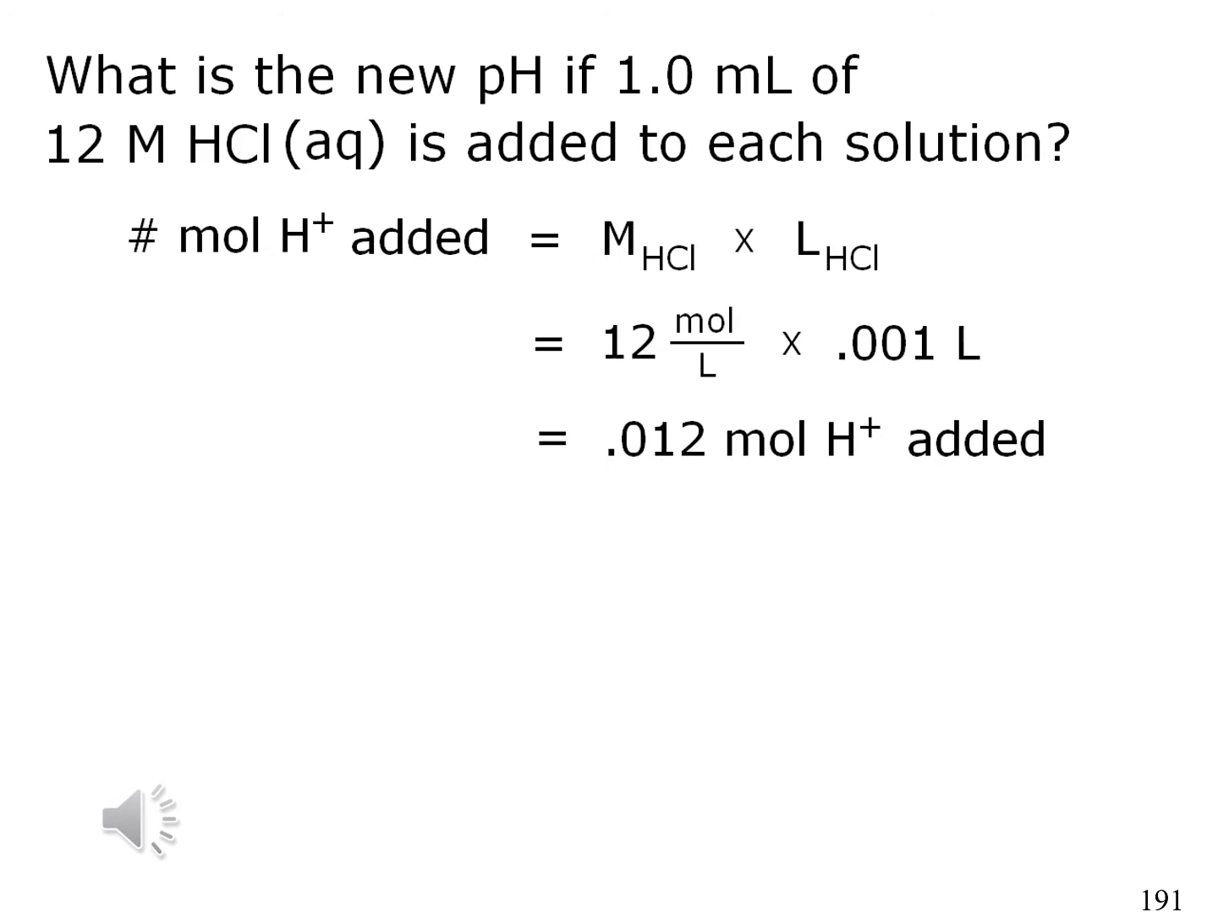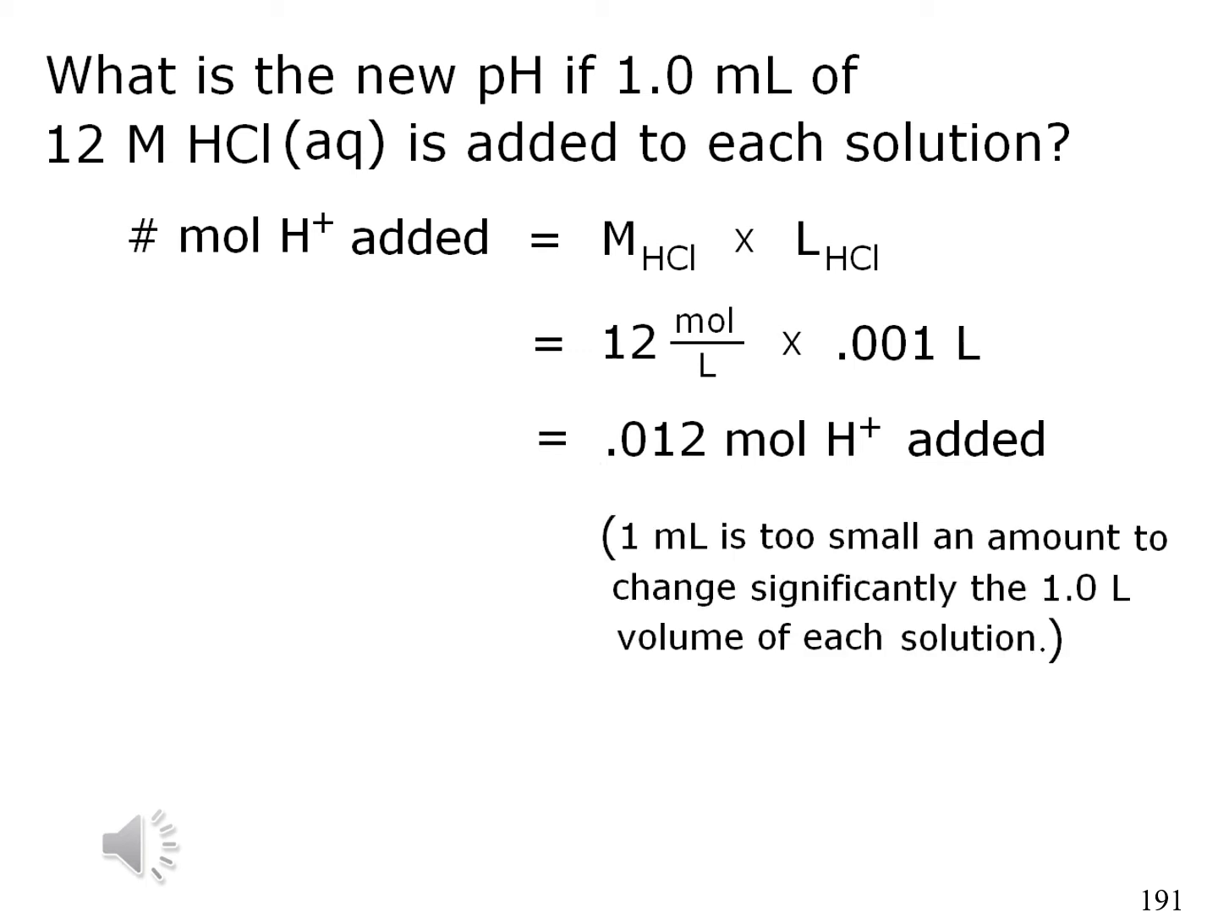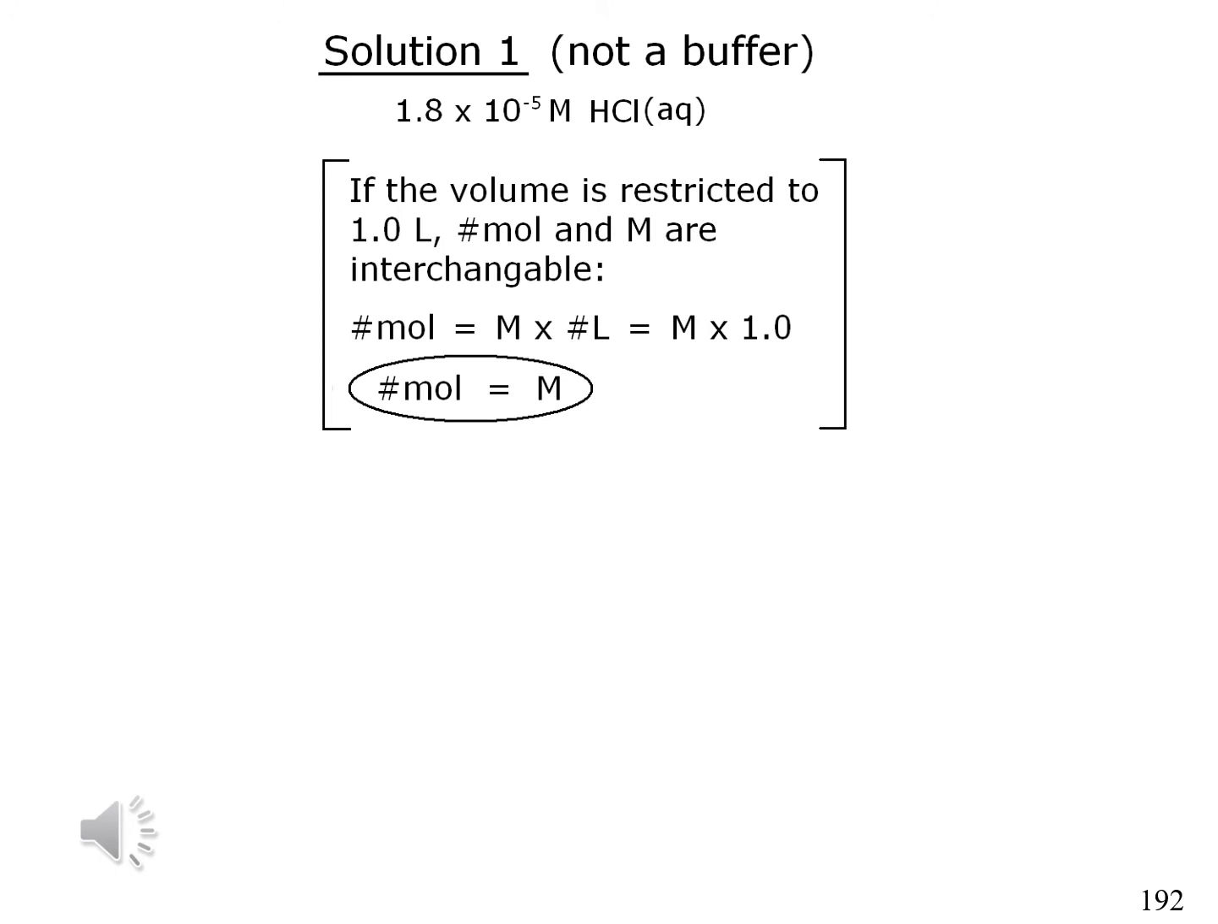We can't do anything in milliliters and molars, so we have to convert it to moles. So you're going to take molarity times liters. 1 ml is 0.001 liter. So we're going to add 0.012 mole of H plus to both beakers. And we already said that the volume change caused by 1 ml is negligible compared to a liter. Another reason why I'm using 1 liter is that if you do, the number of moles can be interchanged with the molarity because when you calculate moles, you're multiplying the molarity by 1.